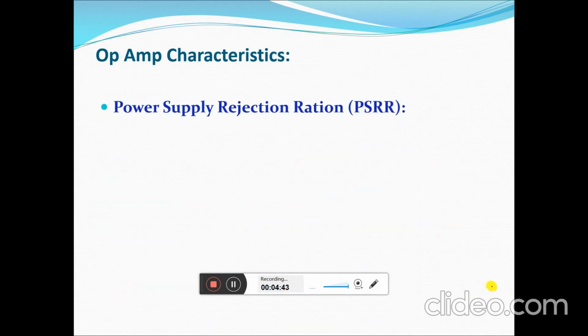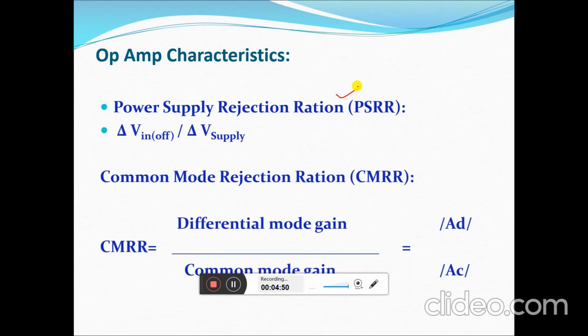Next property is the power supply rejection ratio, PSRR. What is meant by the power supply rejection ratio? The change in input offset voltage with respect to the change in supply voltage is known as the power supply rejection ratio. The power supply rejection ratio is ideally required to be 0.